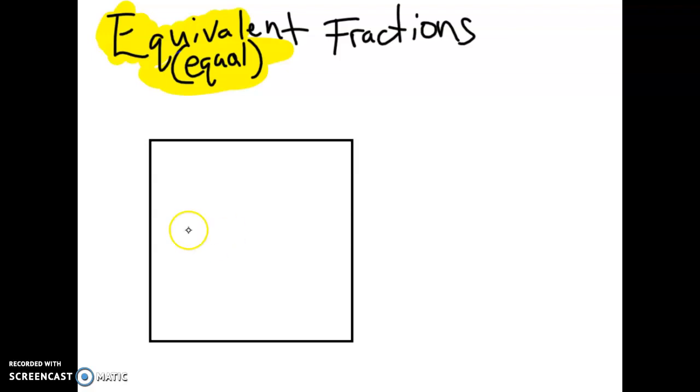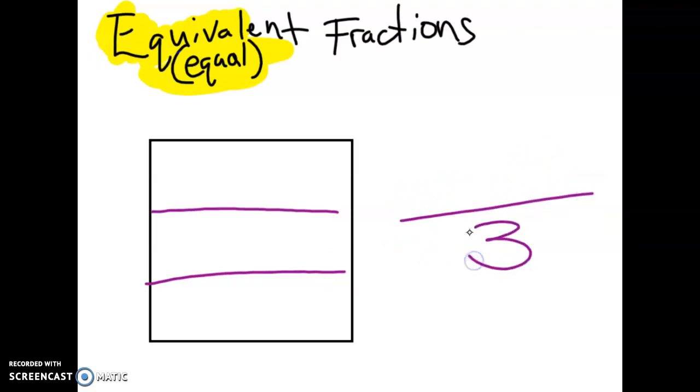I'm going to do this freehand, so please bear with me. Taking a look at this square, it's now cut up into thirds. We have three equal pieces. Another word for that three would be the denominator. The denominator is the vocabulary word that you use to describe the number of total equal parts.